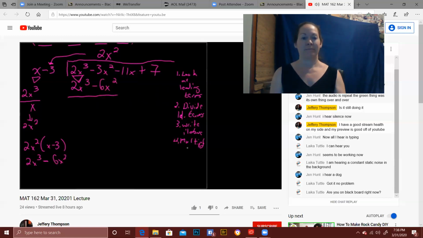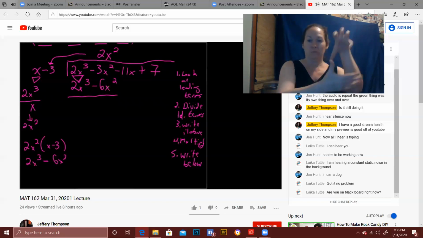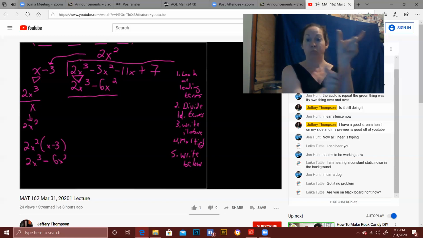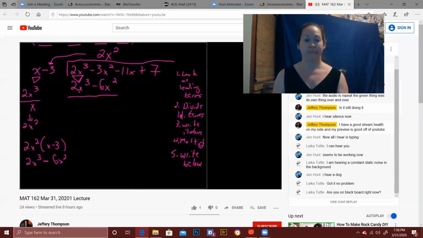So we'll write this below, and I write it below, lining up the powers of x. Now my cubes are under cubes. Now if I did this right, always, if I do this first leading term, whatever I multiply should be exactly the same as that first term. And so we subtract.